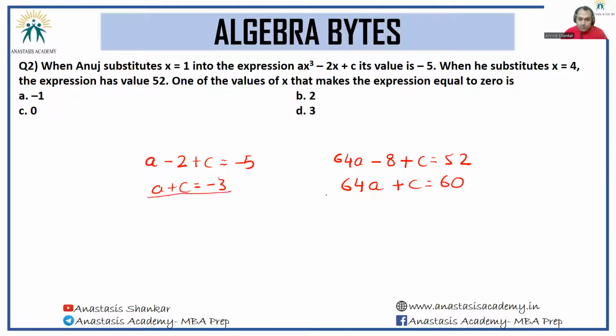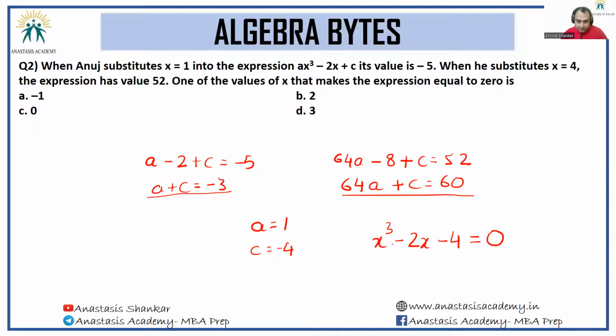From the first equation to the second equation, a has increased by 63 and the constant portion has also increased by 63, which gives me a is equal to 1. If a is equal to 1, c should be equal to minus 4. So the expression we are dealing with is x cube minus 2x minus 4 is equal to 0. Finally, we are asked one of the values of x that makes the expression equal to 0. Basically, we have to find one of the roots here.